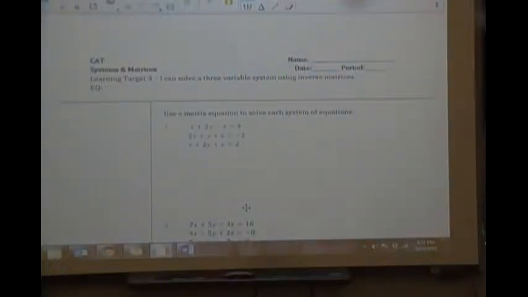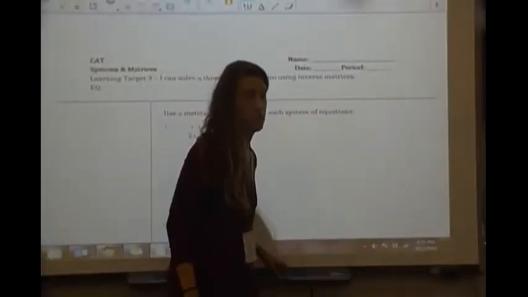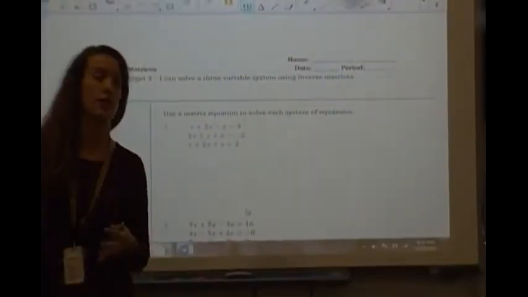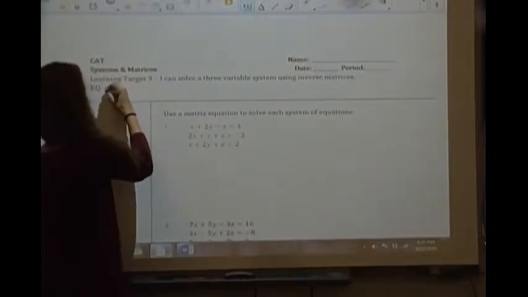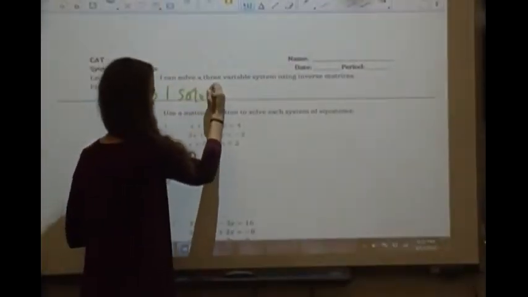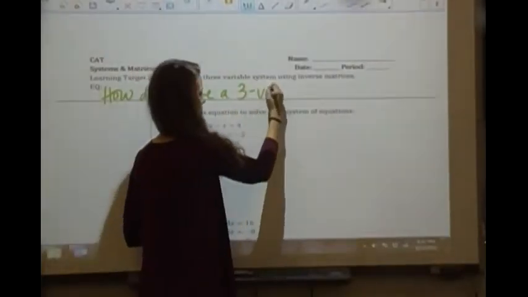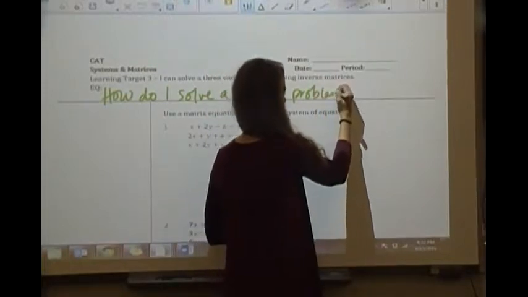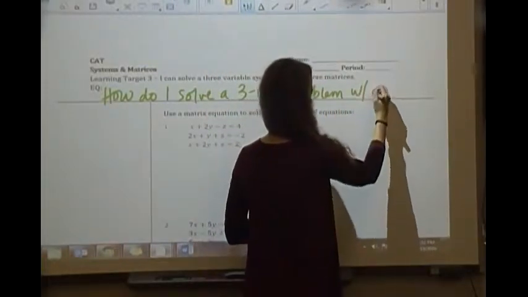All right, so today's lesson is almost exactly like yesterday's. The only difference is that we're using 3 variables instead of 2. So today's essential question is, how do I solve a 3-variable problem with matrices?